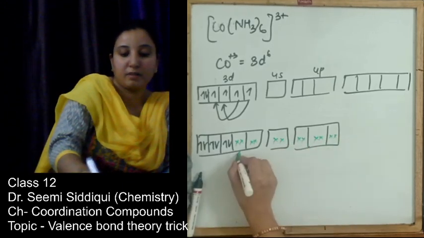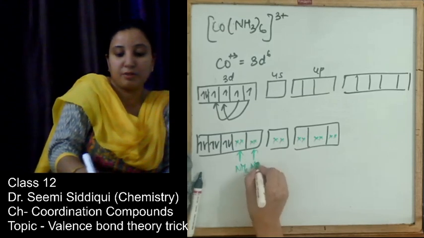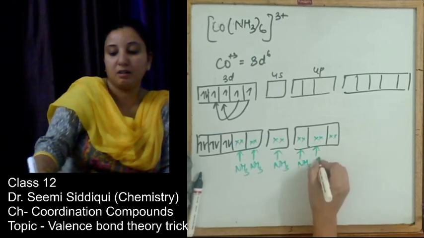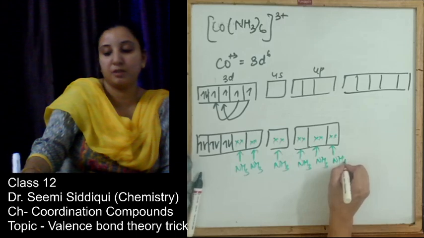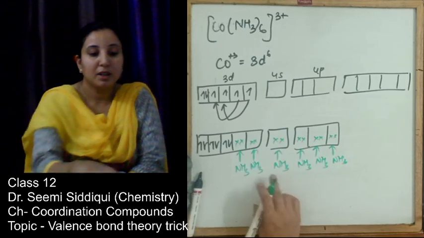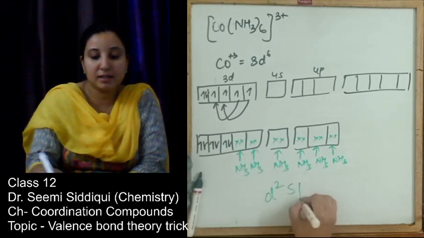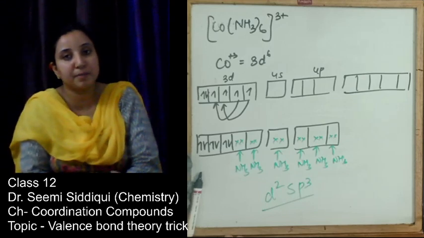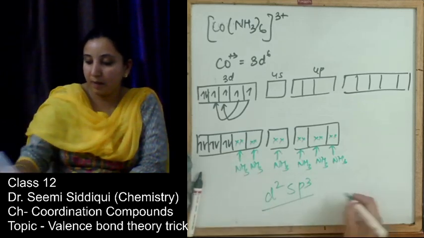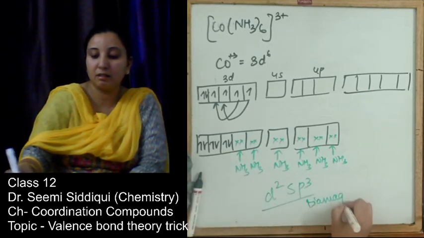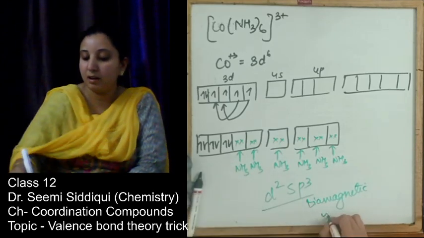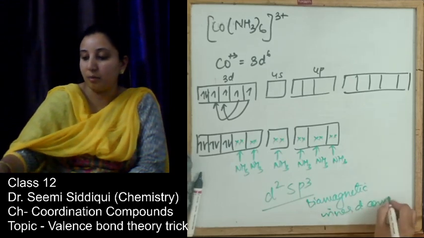NH3, NH3, NH3, NH3, NH3, NH3. Okay. Now, what will be its hybridization? Here we have 2 d, s and p3, so the hybridization will be d2sp3. Then all electrons are paired, all are paired. Therefore, it is diamagnetic, and only the 3d is involved. Therefore, it will be an inner d complex.